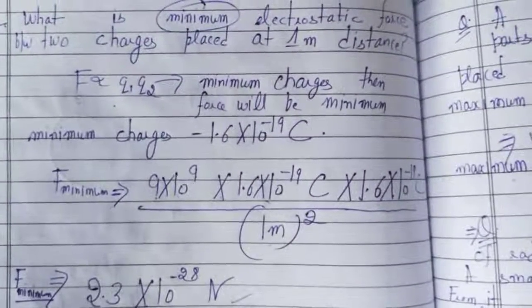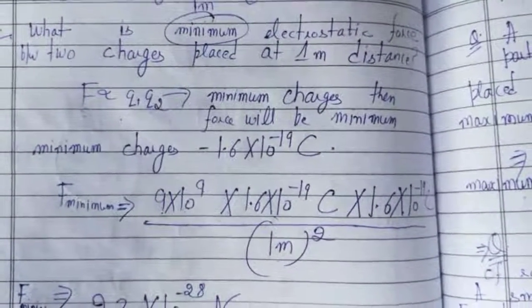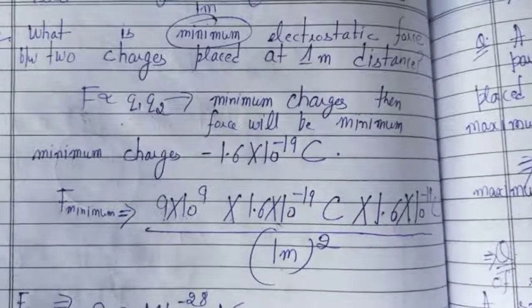We have done question number 4. So what is our target? Our target is to find the minimum electrostatic force that is acting between two charges which are placed at 1 meter distance. So this is the concept.